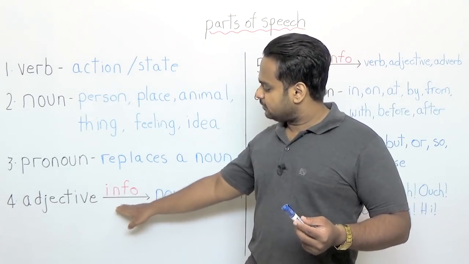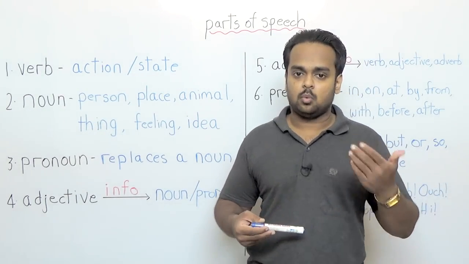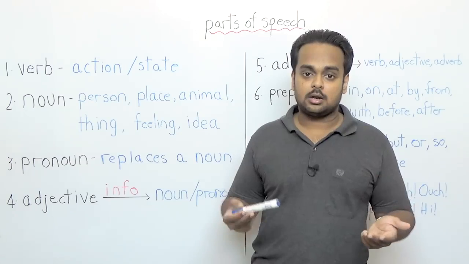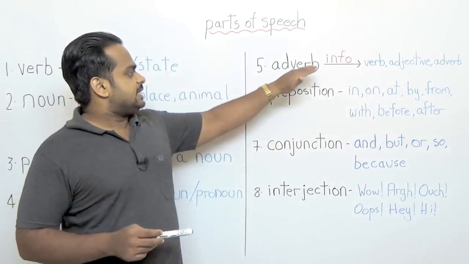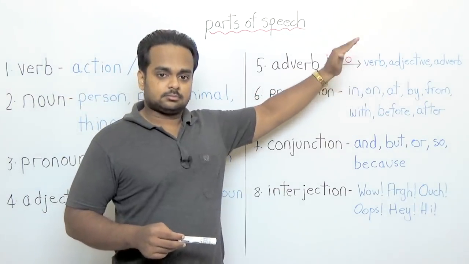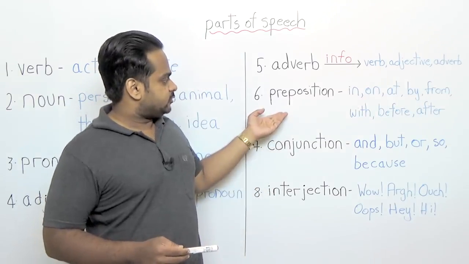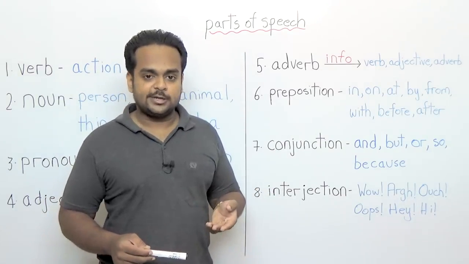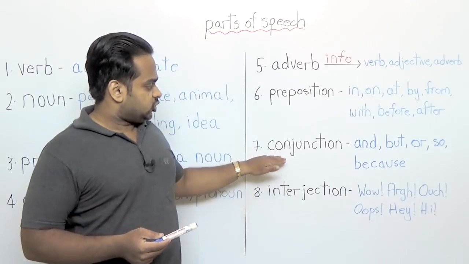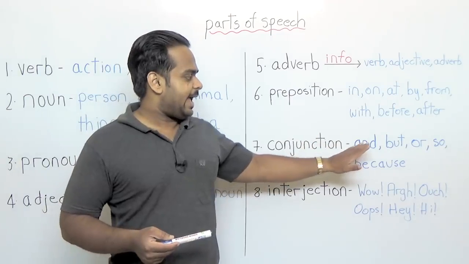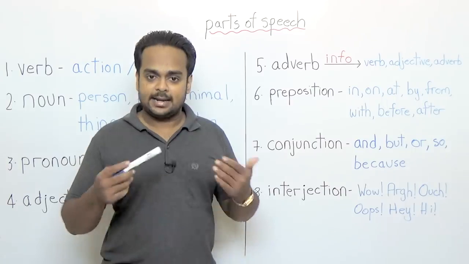Adjectives are words that give us information about nouns or pronouns, and they answer questions like what kind, how many, what color, what size, etc. Adverbs give us information about verbs or adjectives or even other adverbs. Prepositions are words that help us to show relationships in time, place, or position. Conjunctions are words like and, but, because, etc. And they help us to connect ideas.